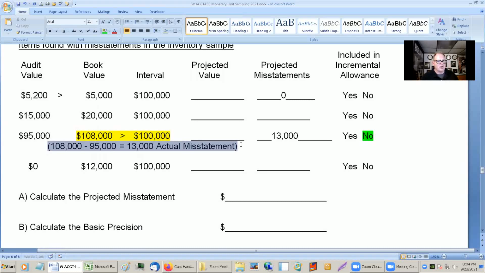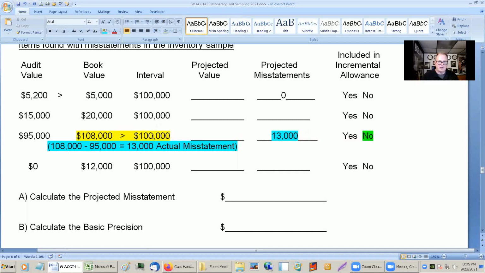Yeah, so this one, you use the actual misstatement because it's bigger than the interval. And we know what this one is misstated by. It's misstated by 13,000. If you actually go through the way that we did it before, it would reduce this amount. It'd be sort of like the opposite of sampling. It would take a larger amount and squeeze it down into a smaller amount.